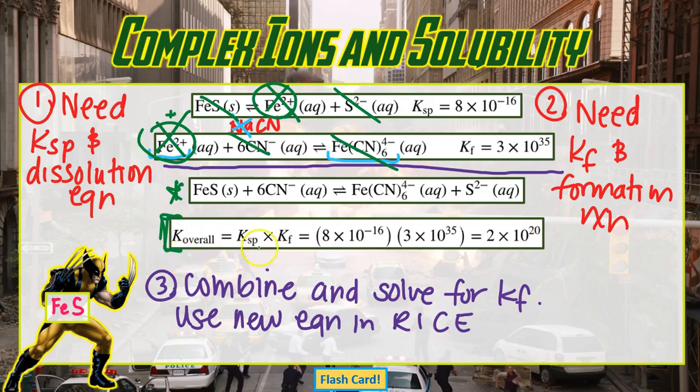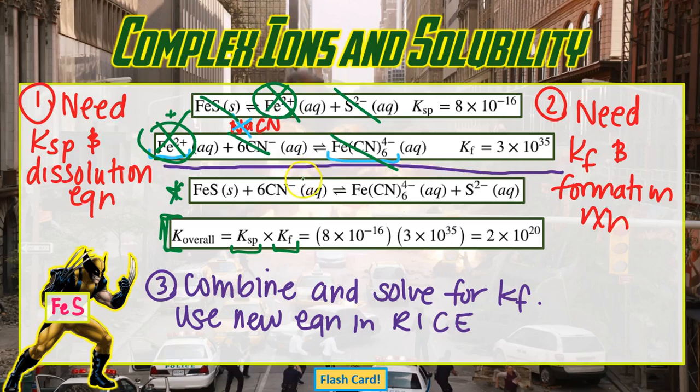So what do we do? We take our Ksp value and multiply it by our Kf value. That means we take our 8 times 10 to the negative 16 and multiply it by 3 times 10 to the 35, and it's going to equal 2 times 10 to the 20. What does that actually mean, though? It means that since some of this Fe2 plus was taken out of the reaction, what's going to happen to the equilibrium? The equilibrium is going to shift to the right to form more of that Fe2 plus. So the overall dissociation of FeS into ions has increased.